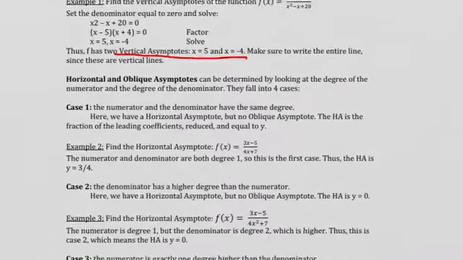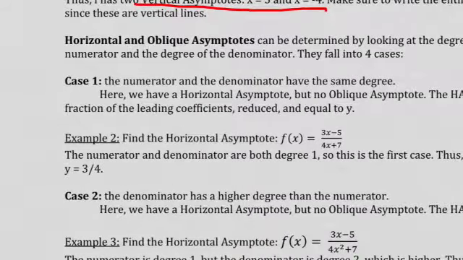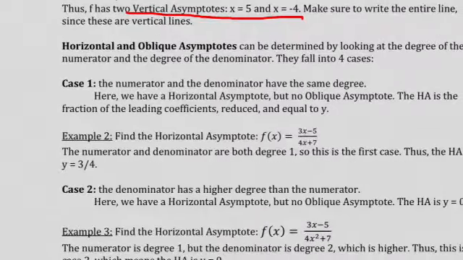The oblique asymptote as well as the horizontal asymptote can be determined by looking at the degree of the numerator and the degree of your denominator. They fall into 4 cases. In case number 1, if your numerator and denominator have the same degree, you have a horizontal asymptote, okay? But no oblique, all right?